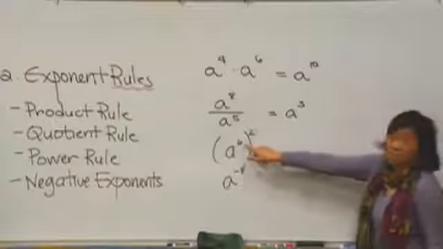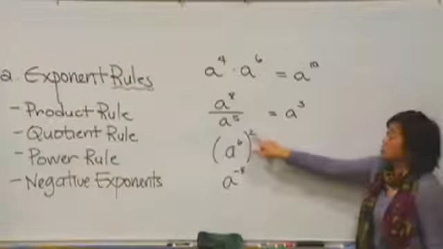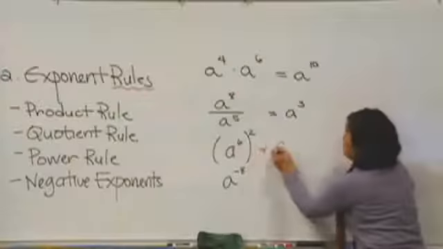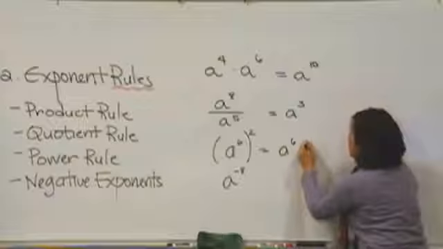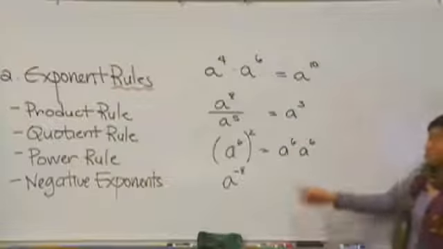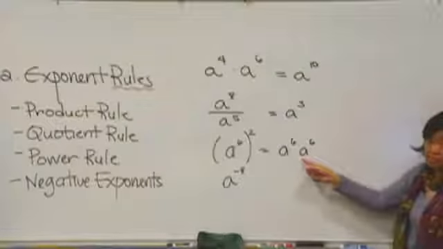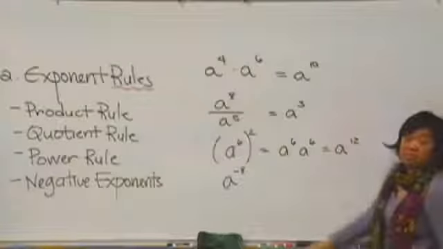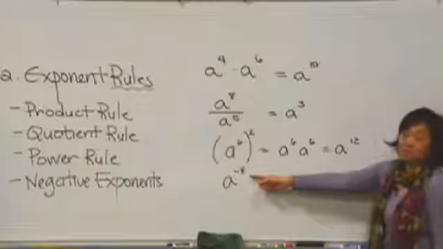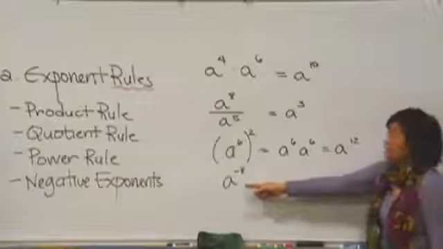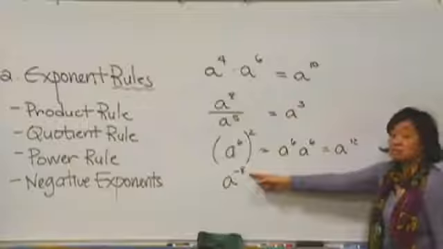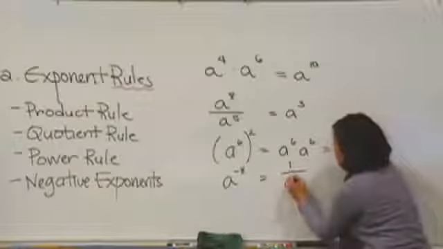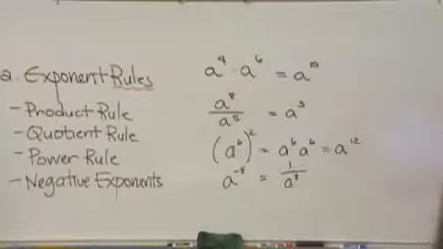Don't be fooled. This is not a to the 36. You don't go 6 to the second power. Really, remember what this means is you have a to the 6th 2 times. And you can see that there would be 6 a's here, 6 a's here, altogether a to the 12th. And finally, what does a negative exponent mean? A negative exponent simply means the reciprocal. So a to the negative 8th, if we were to simplify that, we would rewrite this as 1 over a to the 8th. And that's it for exponents.